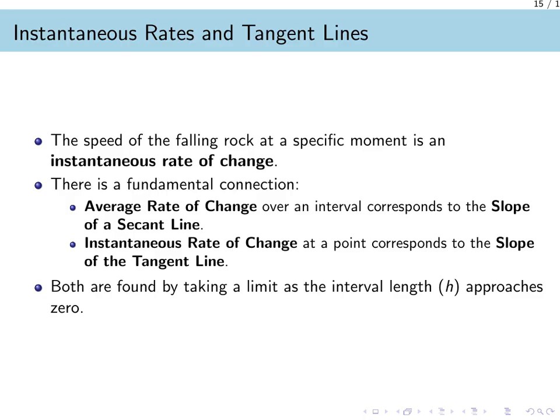Now, to find the rate of change at a single instant, we need the instantaneous rate of change. We find this by imagining the 2 points for our secant line moving closer and closer until they effectively become one. The line that just touches the curve at that single point is the tangent line, and its slope gives us the instantaneous rate. For instance, the average speed of a falling rock is a secant slope, but its speed at a specific moment is a tangent slope. The essential idea is that average rates correspond to secant slopes, while instantaneous rates correspond to tangent slopes.